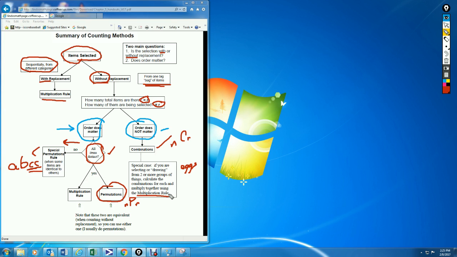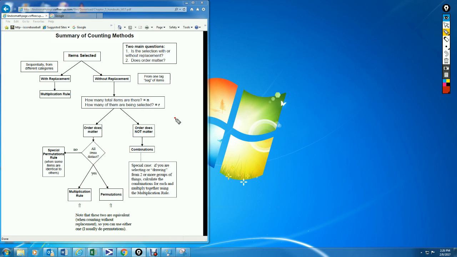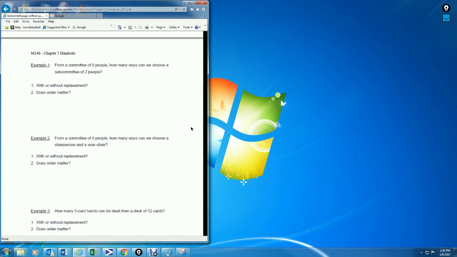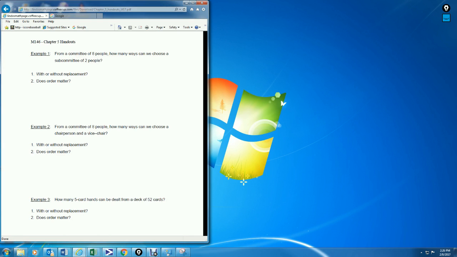Okay, so let's just run through a few examples on the next page. Example 1. You've got a committee of 8 people. How many ways can we choose a subcommittee of 2 people?